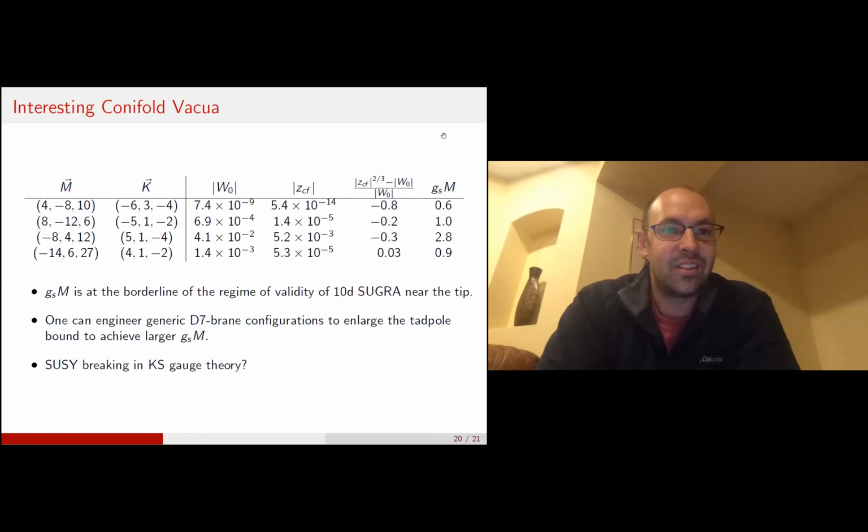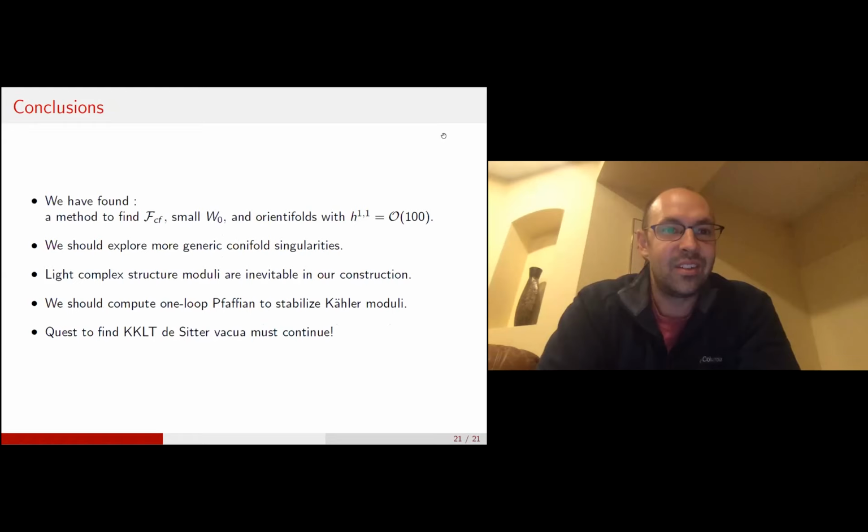So let me conclude. In this work, we have found a method to find conifold prepotential and small W0 near the conifold points, and at the same time, as a bonus, a method to find Orientifolds with many Kahler moduli. And as I emphasized before, we didn't do very hard work in finding good Orientifolds and good conifolds, so we should do more extensive search.